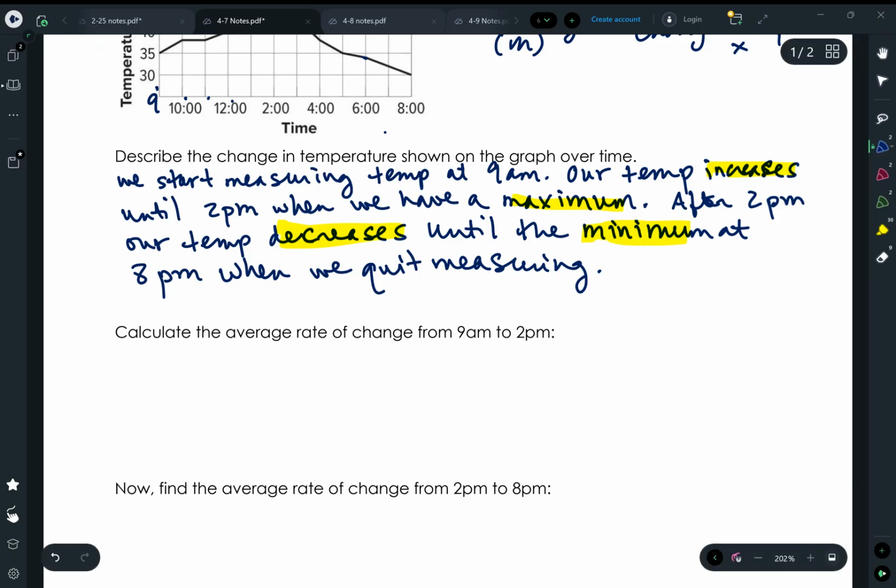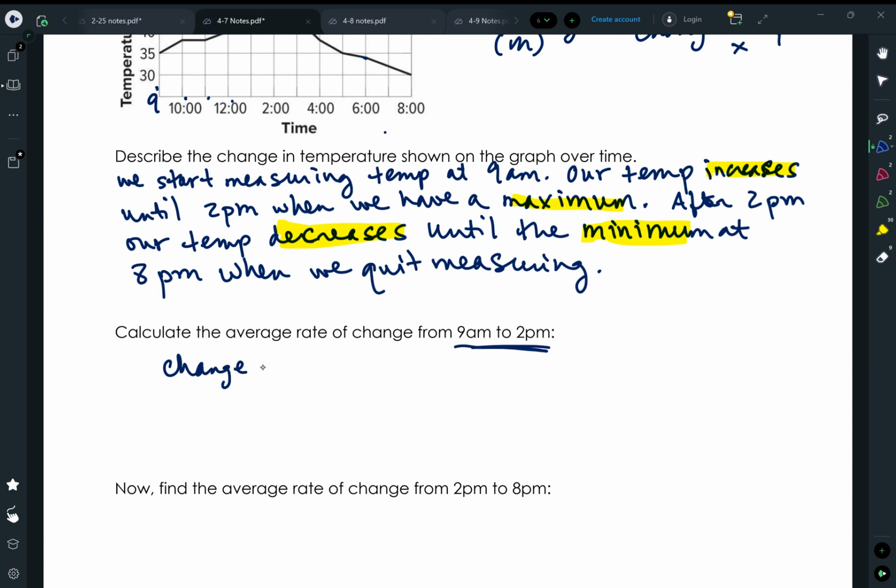Calculate the average rate of change from 9 a.m. to 2 p.m. So we already kind of talked about this. I've got to figure out that change in temperature and the change in time. So change in my output is my temperature. That's my y value on this graph. It's my vertical value divided by my change in time. So from 9 a.m. to 2 p.m., and we've got to figure out the temperatures to go with that.